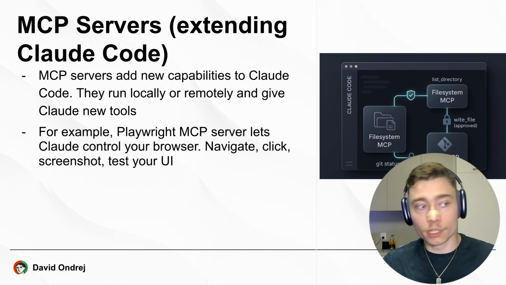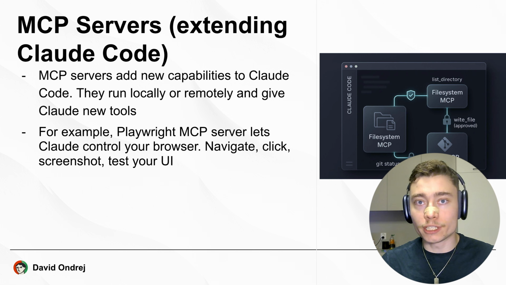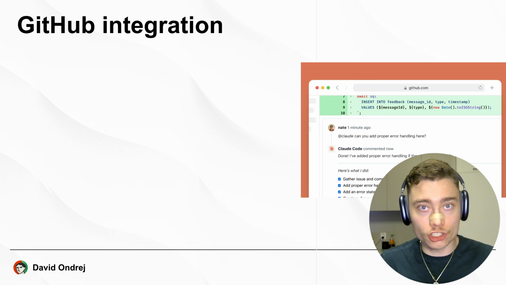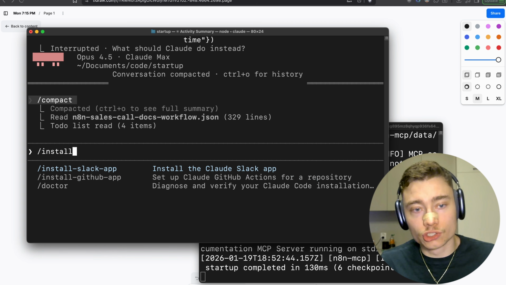Or a second example is the N810 MCP I showed you earlier, where it gives Claude Code the up-to-date documentation for all of the nodes inside of N810. Another thing that Anthropic teaches in this course is the GitHub integration. And you can do this by typing /install GitHub app. There we go. Claude Code also has a Slack app.